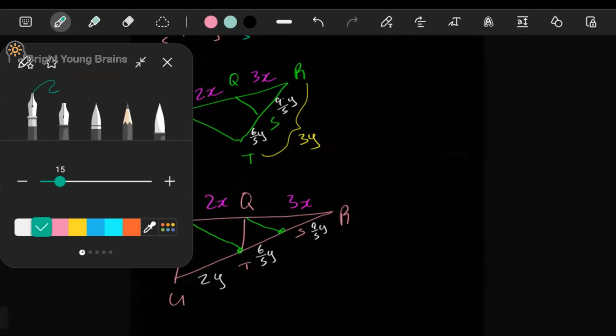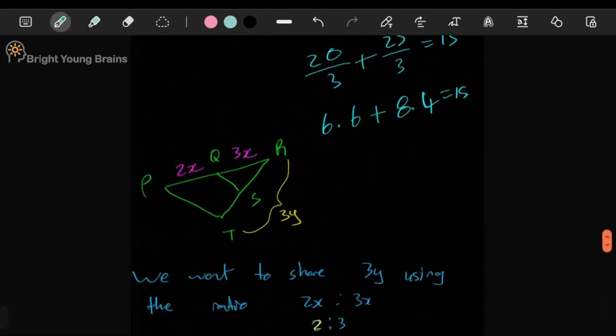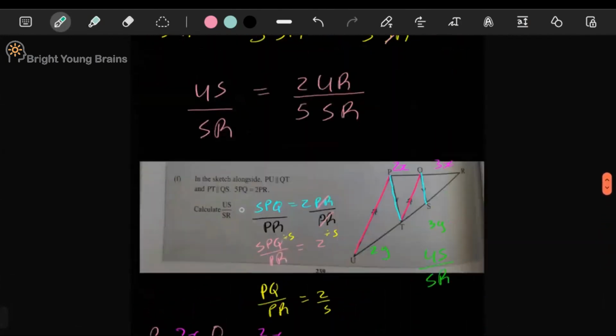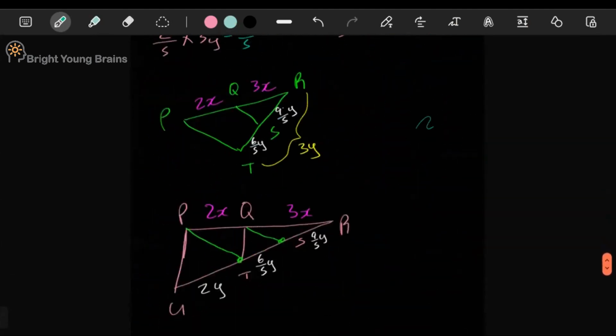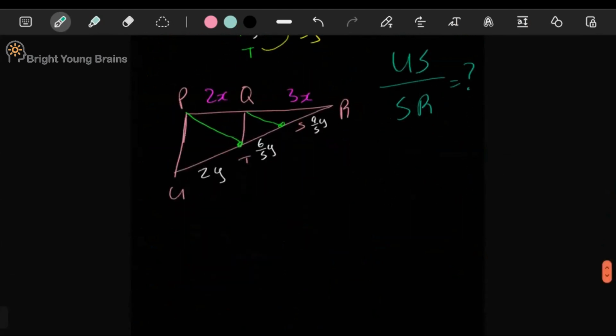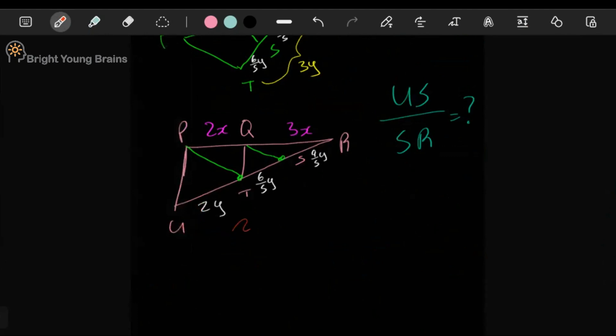Yes, I do. Now if you look at the bigger picture, they were asking for US over SR. That's going to be easy now, because we have US over SR. This is what they're asking for. Our life is so much easier now. The US is this part here from U all the way to S, and we have information for all of it. US is just 2y plus this.